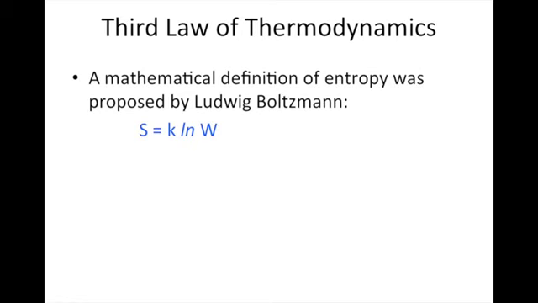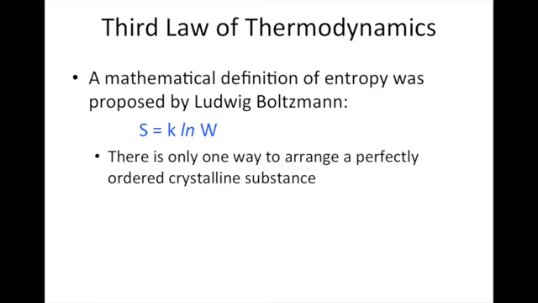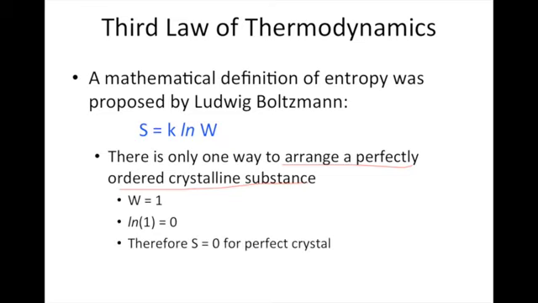If we look at the Boltzmann equation for a substance at 0 Kelvin, there is no molecular motion, and the substances are arranged in perfectly ordered crystalline configurations. So when they're perfectly ordered crystals, there's only one possible microstate. So W is equal to 1. If we take the natural log of 1, we get 0, and therefore the entropy, mathematically, we calculate to be 0 at 0 Kelvin when we have a perfectly ordered crystal.